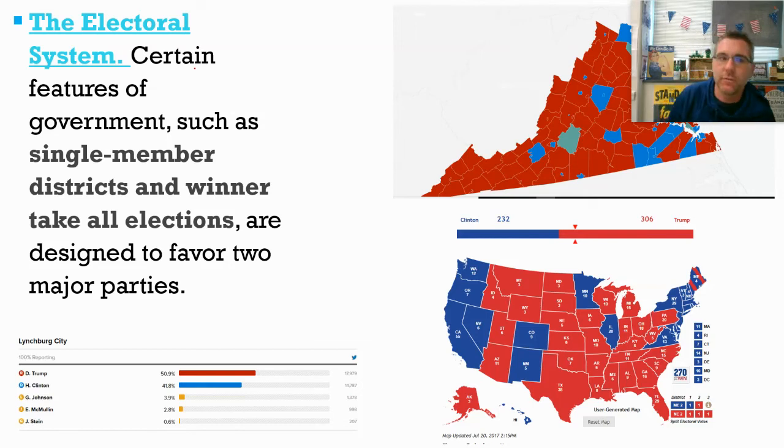There are certain features of government, such as the single-member district and winner-take-all elections. This is probably one of the biggest reasons why we still have a two-party system, because it's designed that way. Okay, single-member district means that you're only going to have one person per electoral district. So Lynchburg, we're in the 6th congressional district. And that means that one person is going to represent the 6th congressional district, and that'll be a Republican, Ben Cline. He's up for re-election. I'm sure he's going to defeat the other challenger because he's in a very safe seat. The 6th district is safe for Republicans.